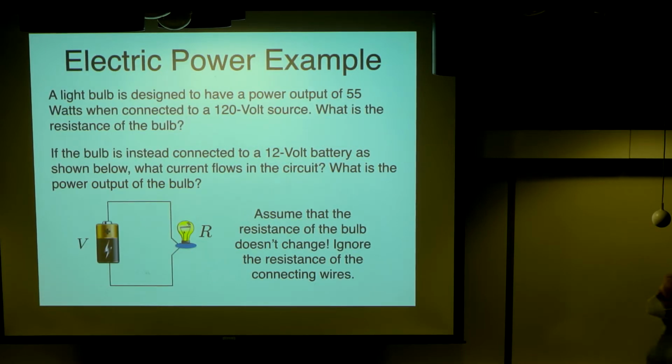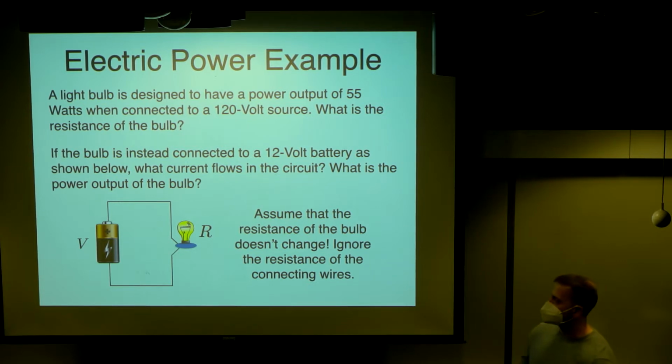All right, let's do an example. So here's what we have in this example. A light bulb is designed to have a power output of 55 watts when it's connected to a 120 volt source. So the first question is, what is the resistance of this light bulb? Okay, now, let's suppose that we connect the bulb to a 12 volt battery instead of a 120 volt source as we're supposed to. What current flows in the circuit in that case? And what is the power output of the bulb in that case?